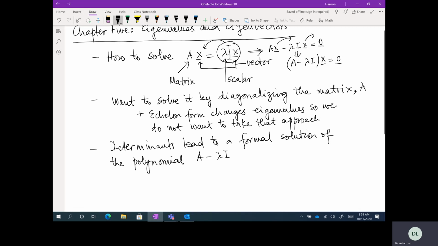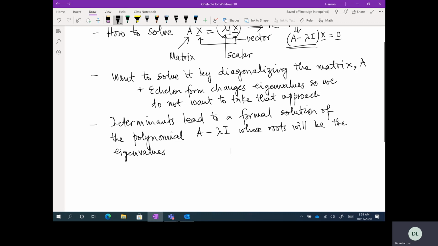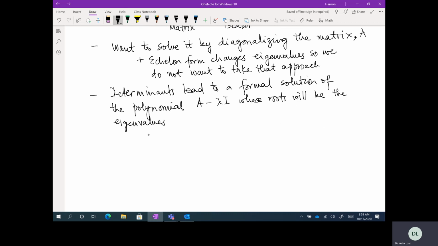Okay. So this is what he's saying. Determinants lead to a formal solution of the polynomial A minus lambda I, whose roots will be the eigenvalues. And just to reiterate, eigenvalues are only defined for square matrices, or actually the determinants can only be computed for square matrices.